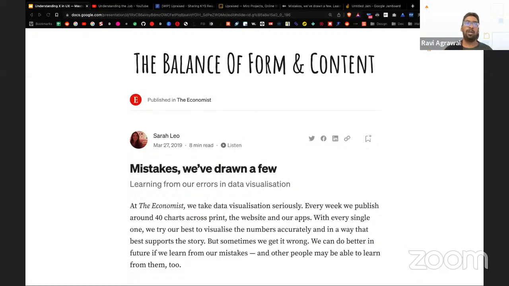Sarah Leo, who is a data visualization journalist at The Economist. She talks about some of the mistakes that they have made over time in data visualization, and the kind of inferences that people made because of the balance of form and content that they had.